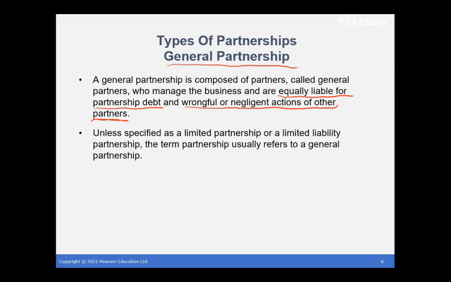Unless it's specified, a partnership is a general partnership. So in other words, if you don't do any other special setup, which we're going to get to in a moment, the other kinds, if you don't do anything special, your partnership is a general partnership. So that's the most basic version of a partnership, and all partners are equally liable for the partnership debt and the wrongful or negligent actions of their partners.